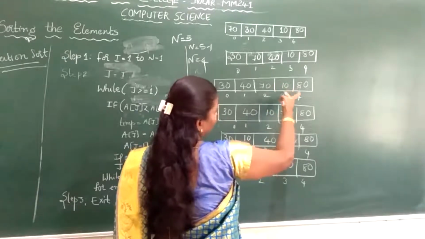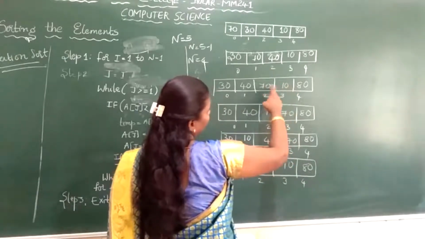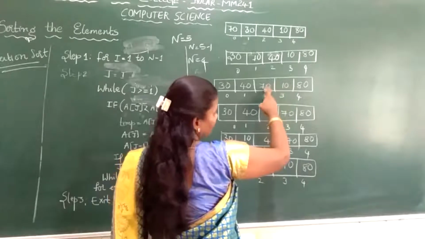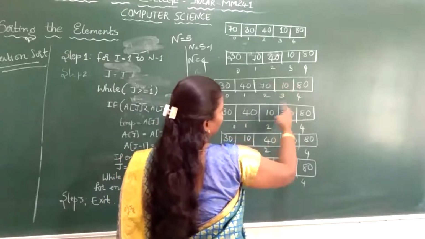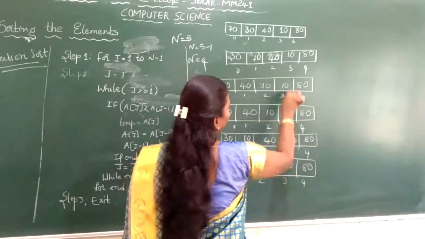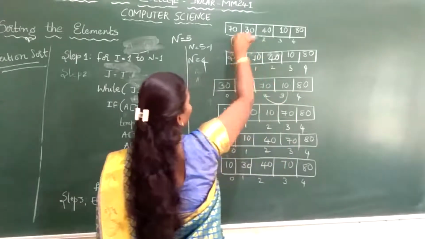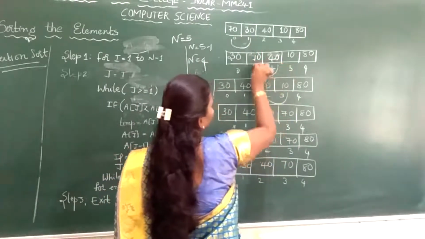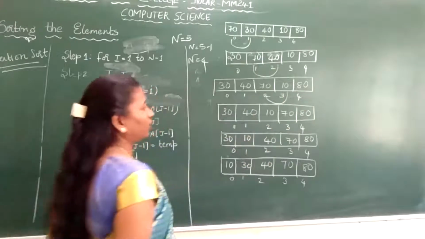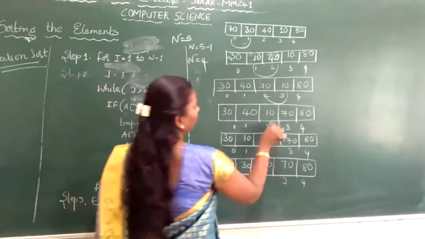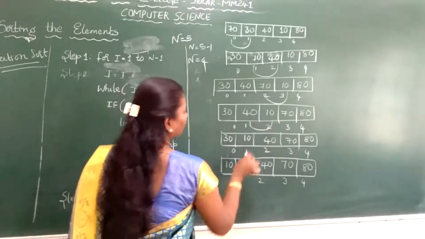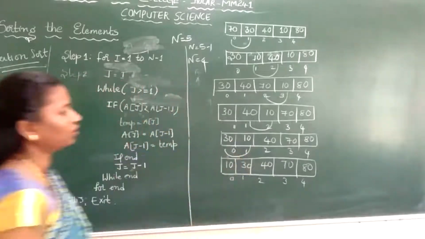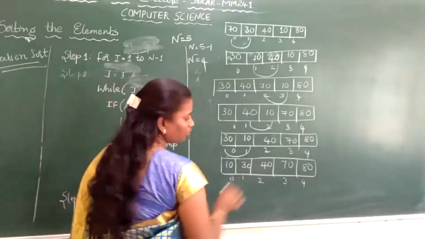Is 10 less than 70? Yes. So again the swapping happens here. First it was between these two, next between these two, next between these. Next the swapping is between 10 and 40, next the swapping is between 10 and 30. Finally we have a sorted array.